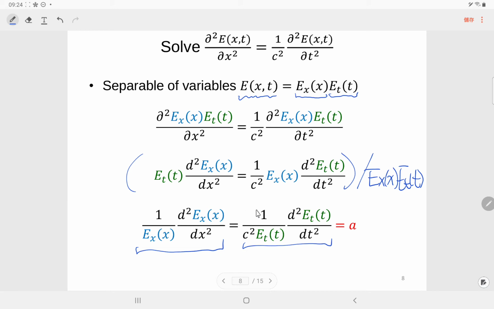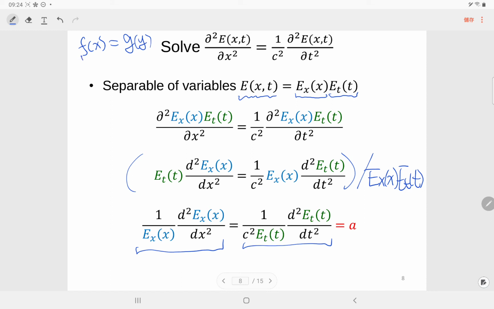But they should be the same, which means this overall term is not a function of x, and this term is not a function of time. It should be a constant. Otherwise, they cannot be the same. You can just imagine if you have f of x equals g of y, and suppose they are not constant, and x is varying, but the other side is not related to x.